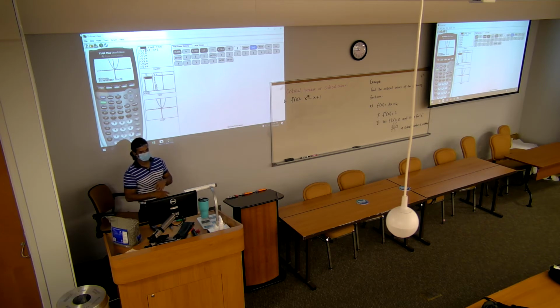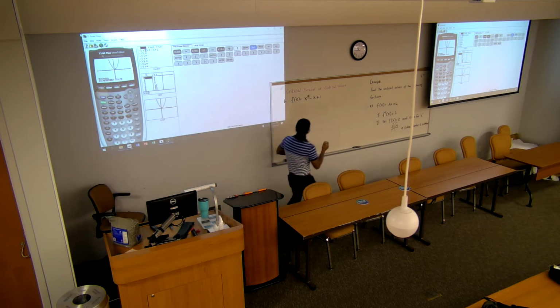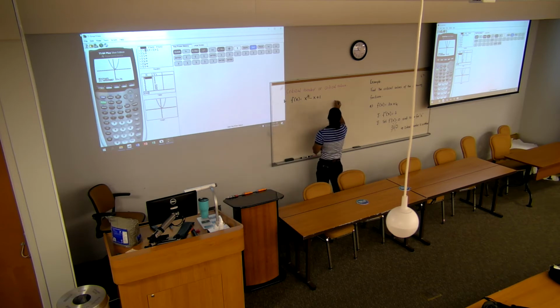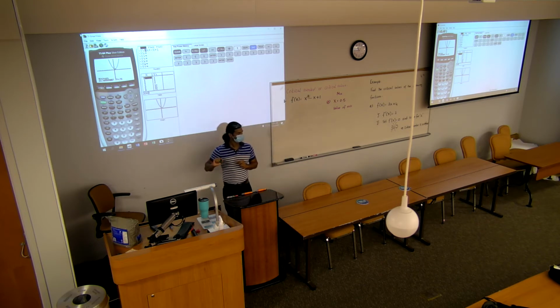So enter. So it tells me the minimum is at 0.499999, which probably is 0.5. Do you agree? 0.5. And what is the value of that minimum? The y value of the minimum? 0.75.